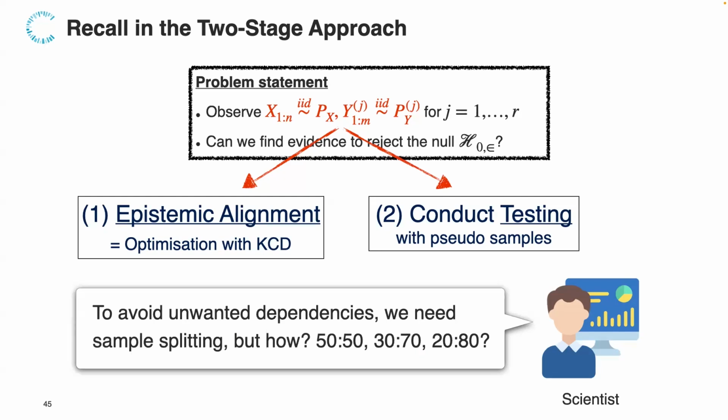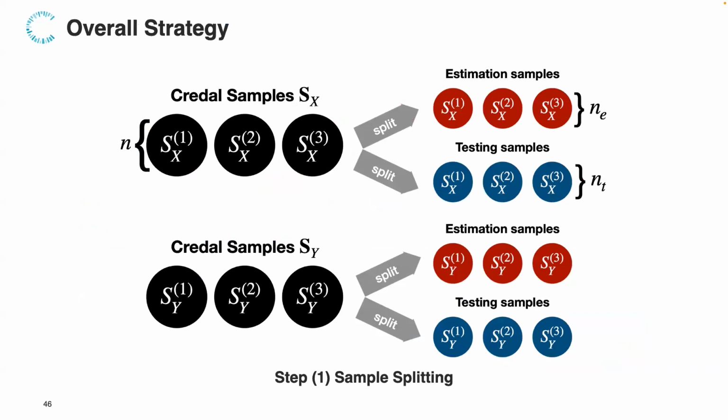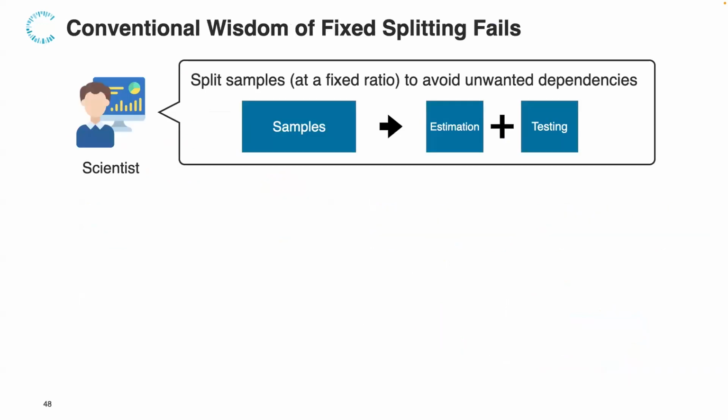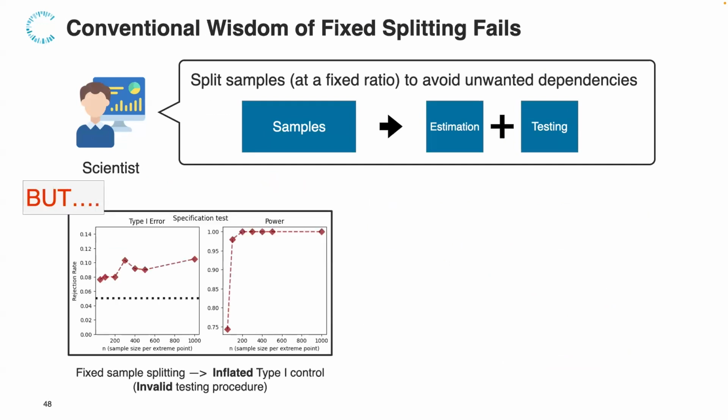So usually people will split the data set into like 50-50, where the first 50 is used to do, let's say, the optimization, and then the rest of the data is used for testing. But an interesting thing happens now. The overall strategy is we have samples, we split them, we solve the optimization with one set of them, and then we simulate some pseudo samples and do testing for the other set. But when we do sample splitting, we actually have a non-valid testing procedure.